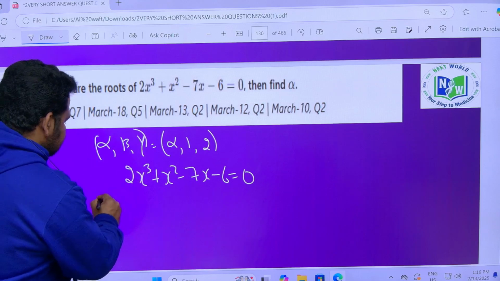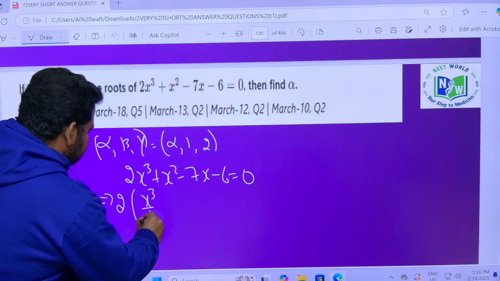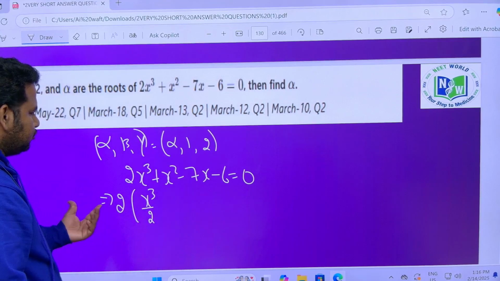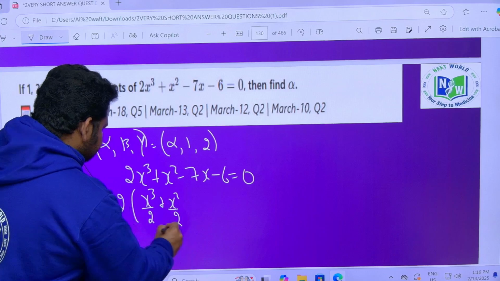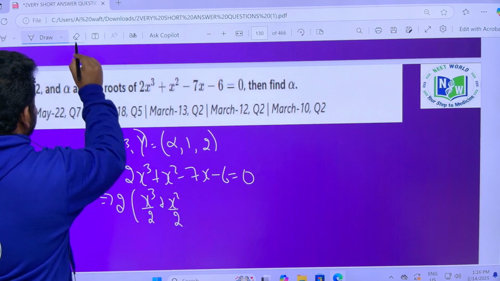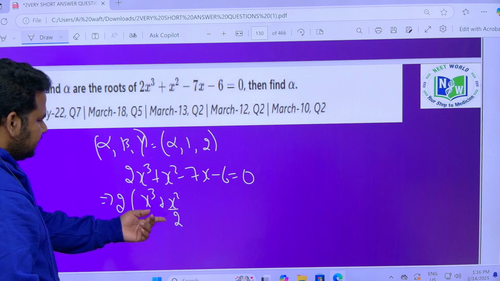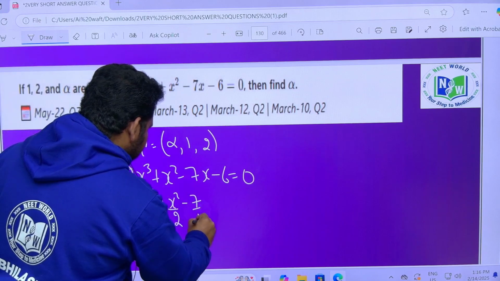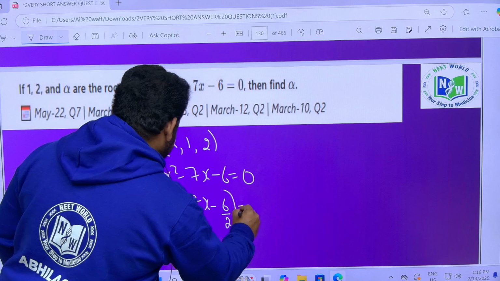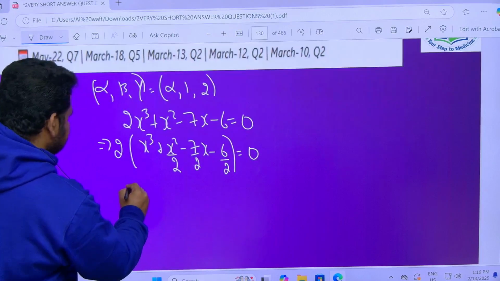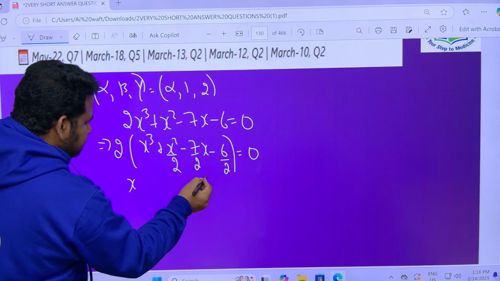So what I can do here, I can take 2 common. So this will become x cube by 2, x square by 2. If I take 2 common, this will become x cube. This will be x square by 2 minus 7 by 2 x minus 6 by 2 will be equal to 0. So further simplifying, this 2 will go there, and 0 by 2 is 0 itself.